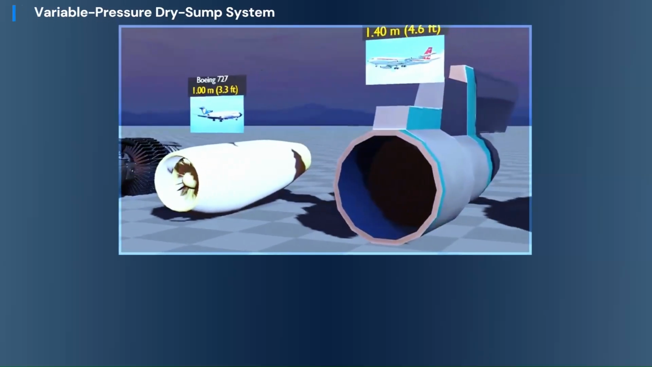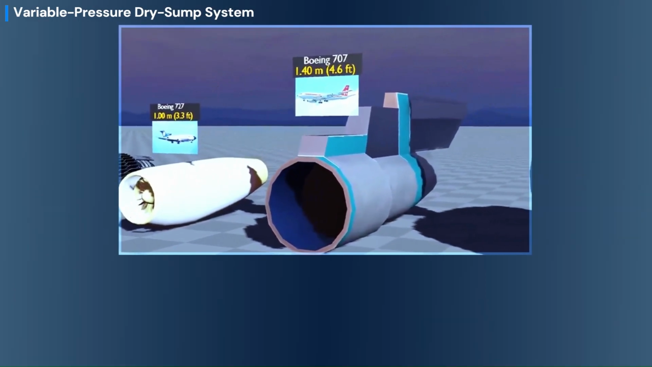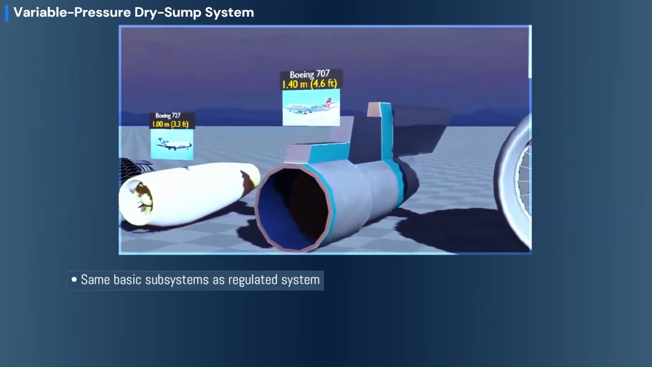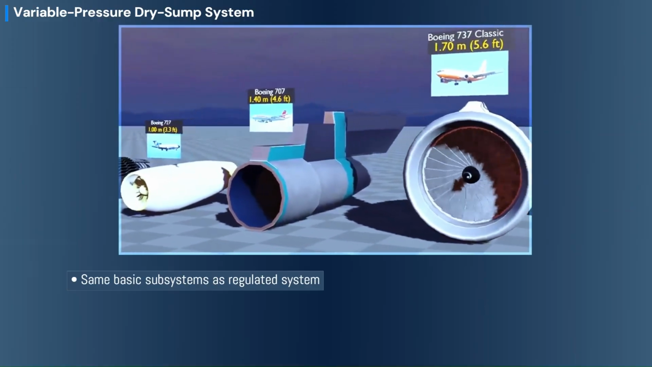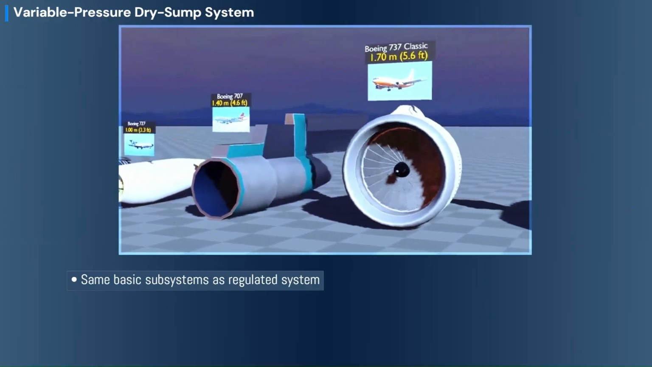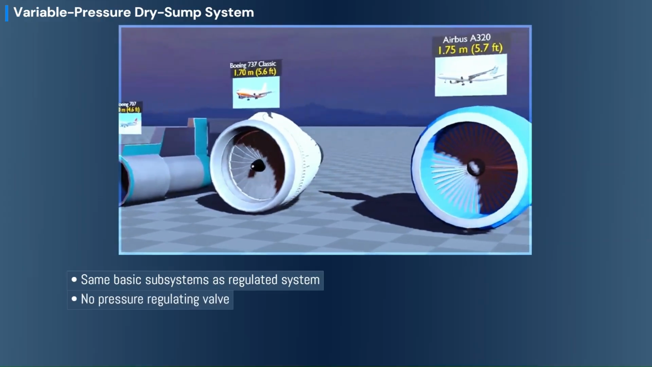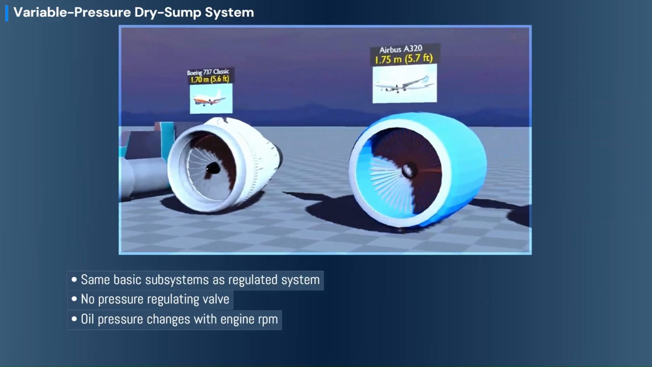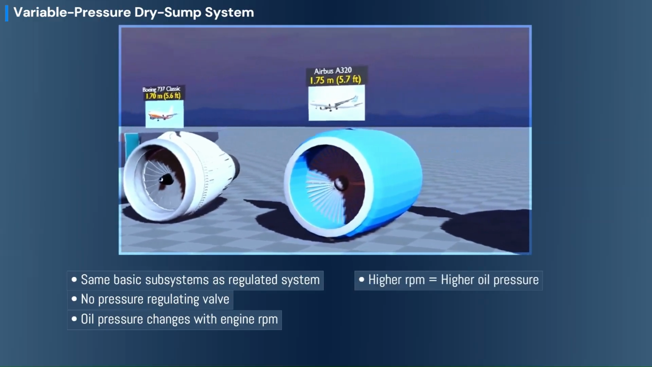Many large turbofan engines use a variable pressure dry-sump lubrication system. This system still uses the same 3 basic subsystems: pressure, scavenge, breather. But there is one major difference. There is no pressure regulating bypass valve. Instead, the oil pressure changes with engine speed. As engine RPM increases, the oil pump spins faster and the oil pressure rises.